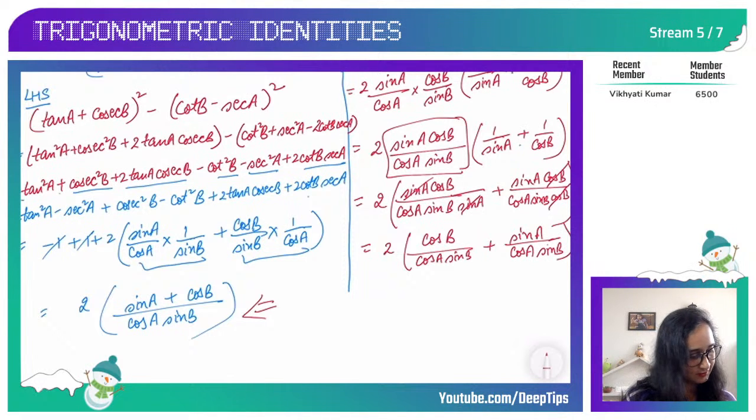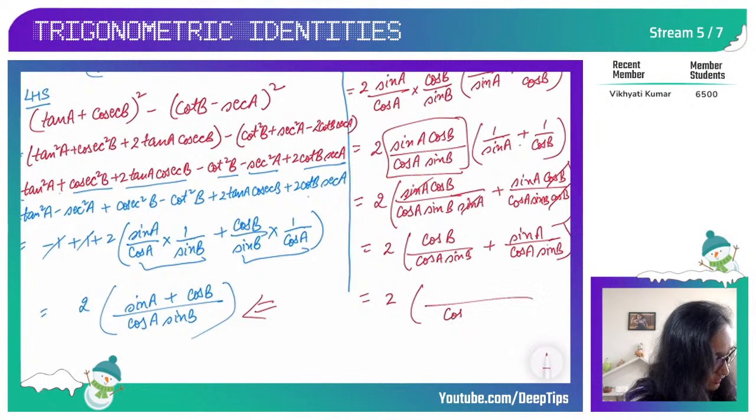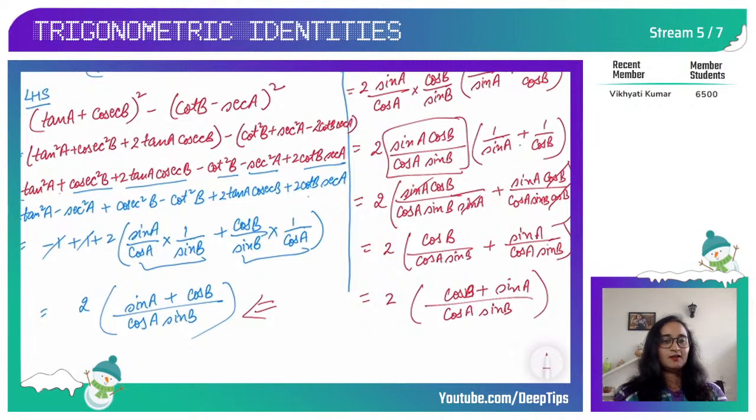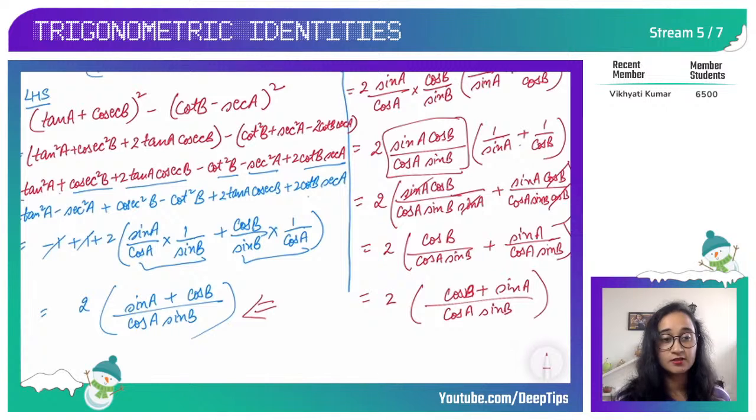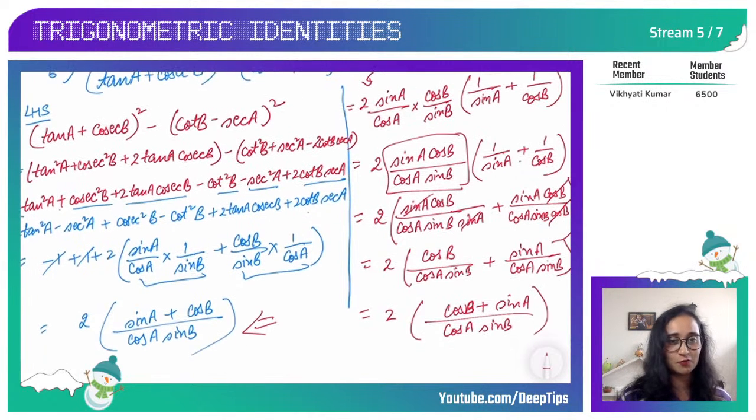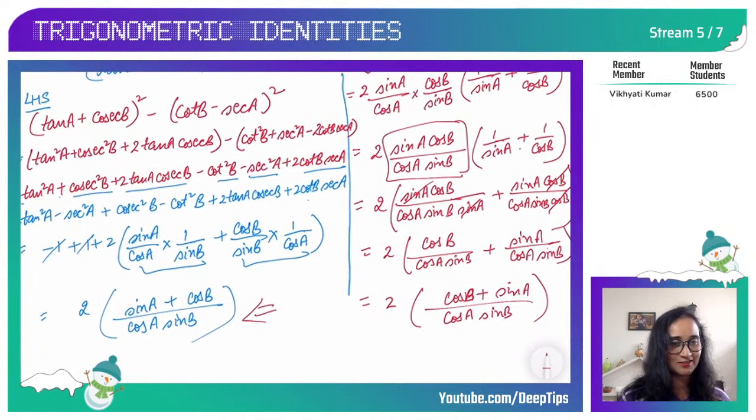And yes, I am exactly getting the same thing that I got on my LHS. Just a minute. Oh, what a great sense of accomplishment, that after doing such hard work, such a long calculation, I am getting cos B plus sin A, cos B plus sin A upon cos A sin B, and cos A sin B on my RHS.